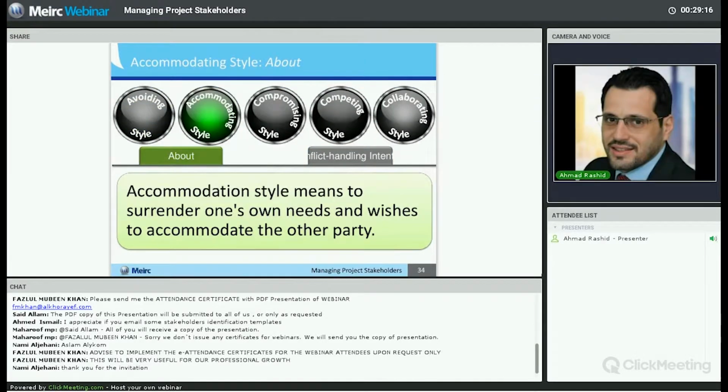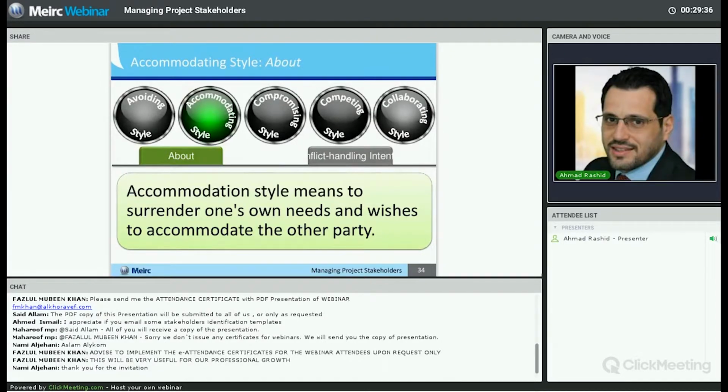Now, moving to the accommodating style. The accommodating style means to surrender, to give in one's own needs and wishes to accommodate the other party. Now, this might sound easy, but at the same time, remember, if you always use accommodation in resolving your conflicts, then people might take advantage of you. So this is where you say, I will lose to let the stakeholder win.